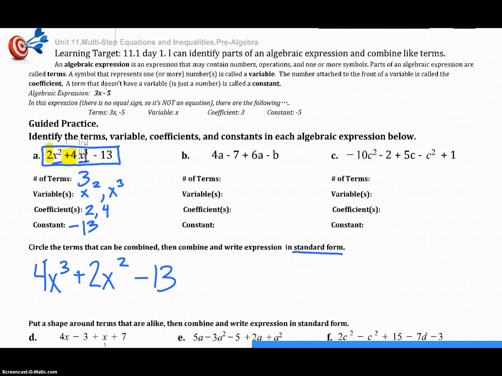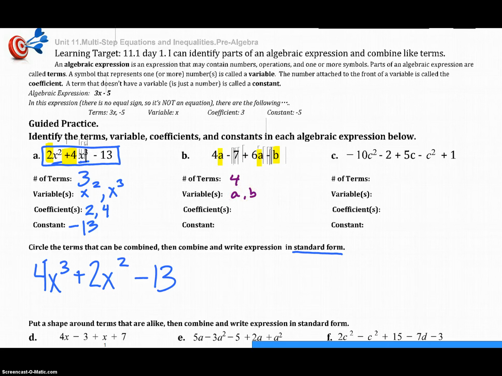Let's do B in a different color. I'm going to do B in purple. There are 1, 2, 3, 4 different terms in this expression. My variables, I have 2 different variables. I have A's and I have B's. So my variables are A and B.